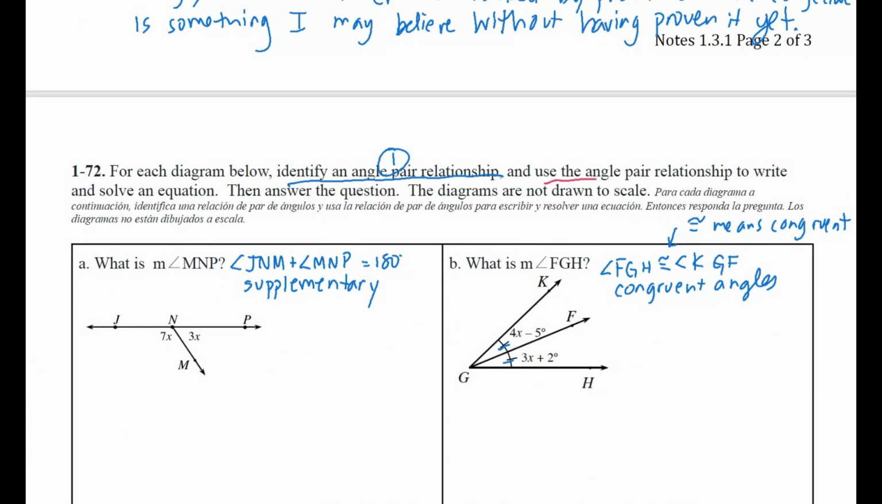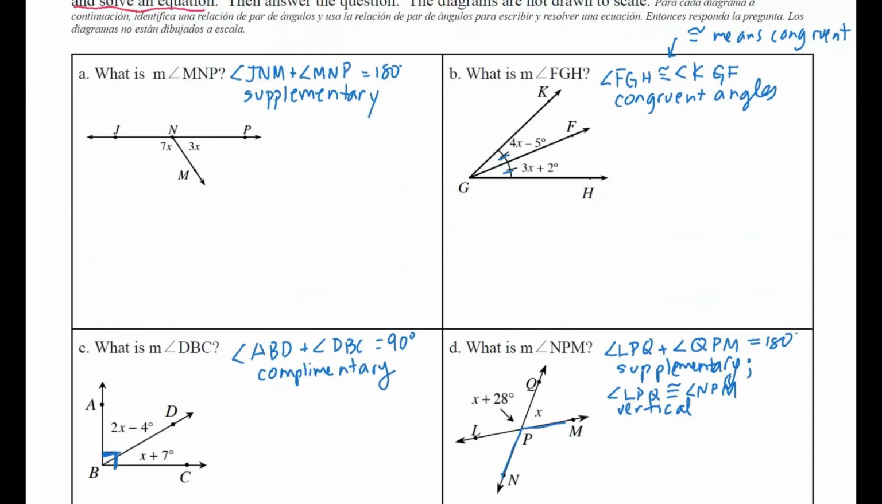We're going to use the angle pair relationship to write and solve an equation. That's part 2. Here I have 7x plus 3x equals 180. That's 10x equals 180. Divide both sides by 10. And I have x equals 18 degrees.